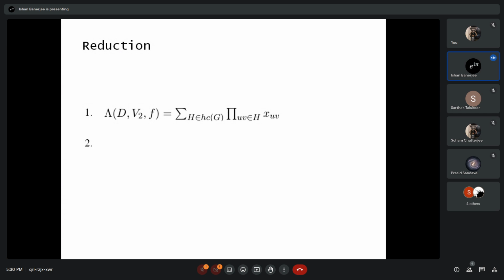The second thing is that this polynomial is a zero polynomial if and only if the set HC(G) is empty. In other words, if there are no Hamiltonian cycles, this polynomial will be zero. So these are two important points.